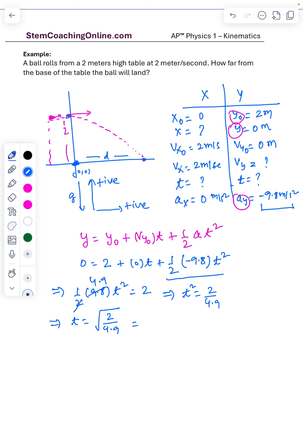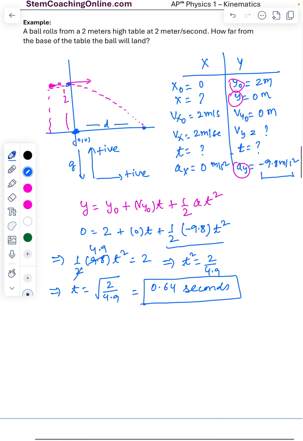Let's calculate this on our calculator and we get 0.64 seconds. Sometimes the question asks for this, sometimes they don't. In this question they are not asking, but we calculate it anyway because we will be using this information to calculate the horizontal displacement. So what is the 0.64 seconds? This is the time in which the ball will be in the air.